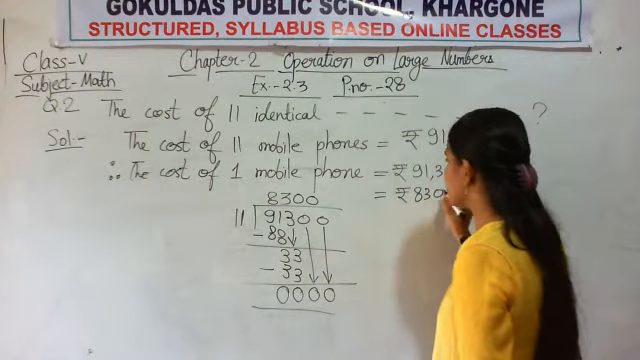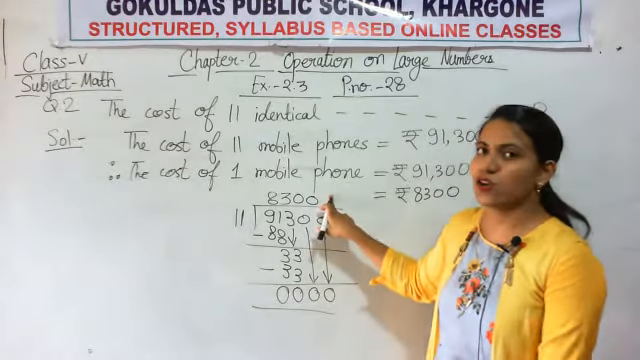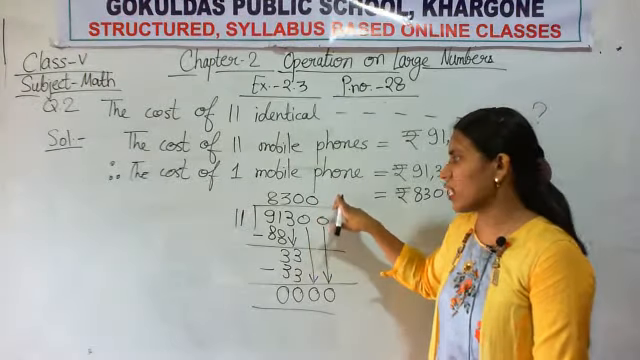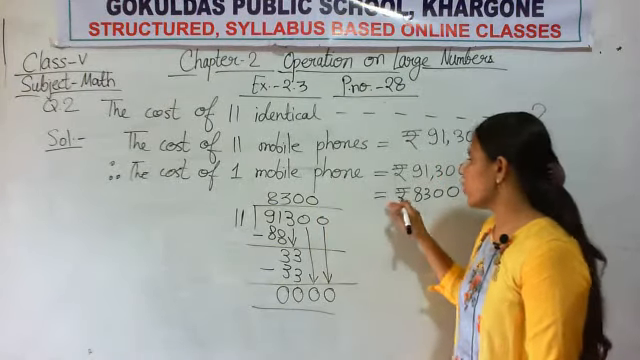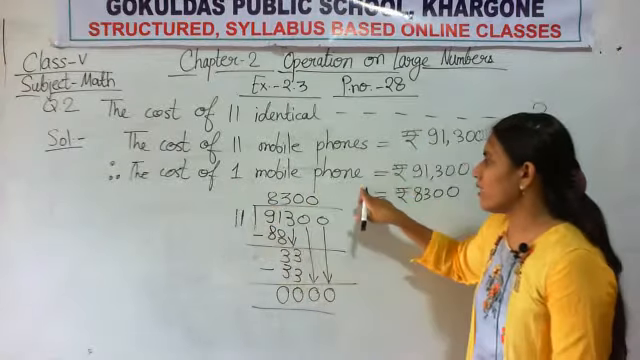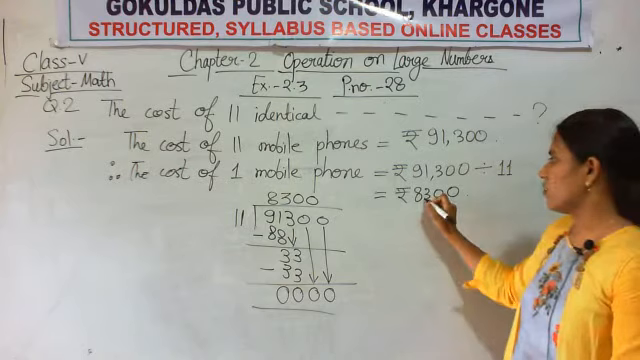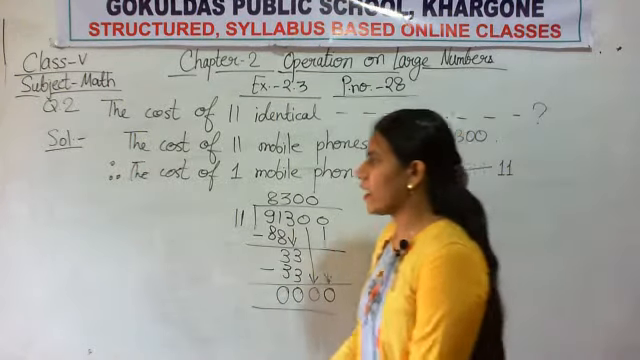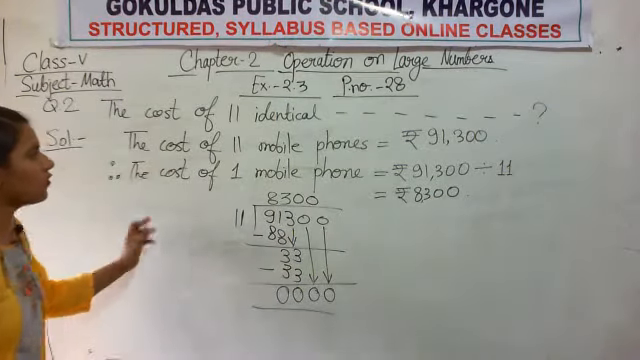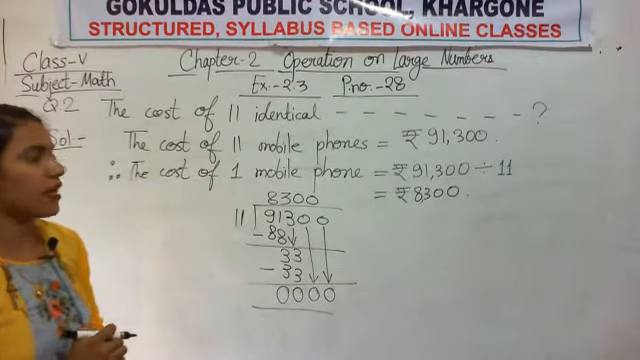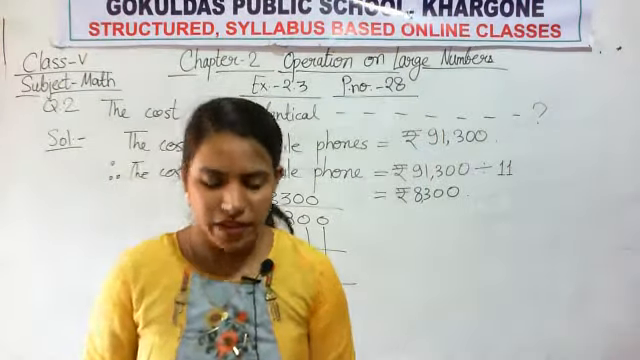It is your answer, right? The answer of division is called the quotient. So the cost of one mobile phone is rupees 8,300. The final answer you will write: the cost of one mobile phone is rupees 8,300.